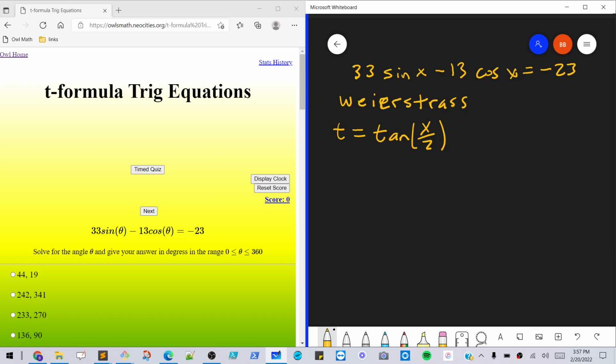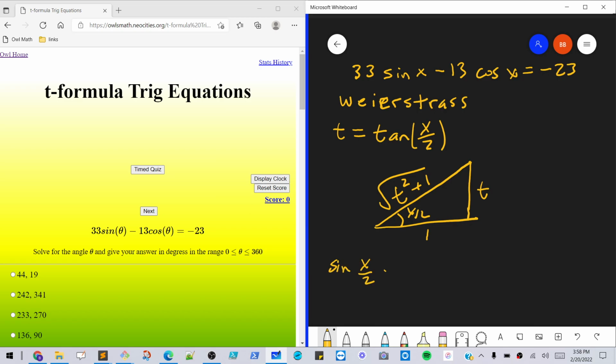But when we do this, what we can do is draw a right triangle with the angle x over 2. And then for tan of x over 2 to be t, we're going to have t and 1. And then, using the Pythagorean theorem, t squared plus 1 squared, all square rooted, will be the hypotenuse.